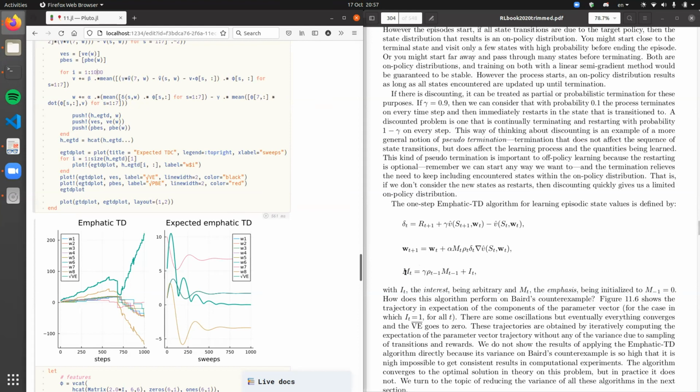Therefore, the value for the emphasis for the next update would be equal to the interest only in that case. Here you can see that we multiply our update by the emphasis. So we have the learning rate, emphasis, and importance sampling ratio, and we multiply our error times the gradient by all these 3 quantities.